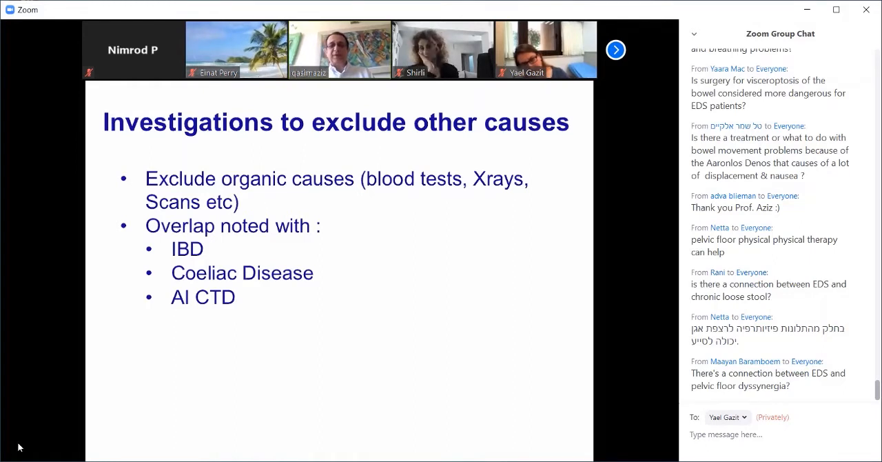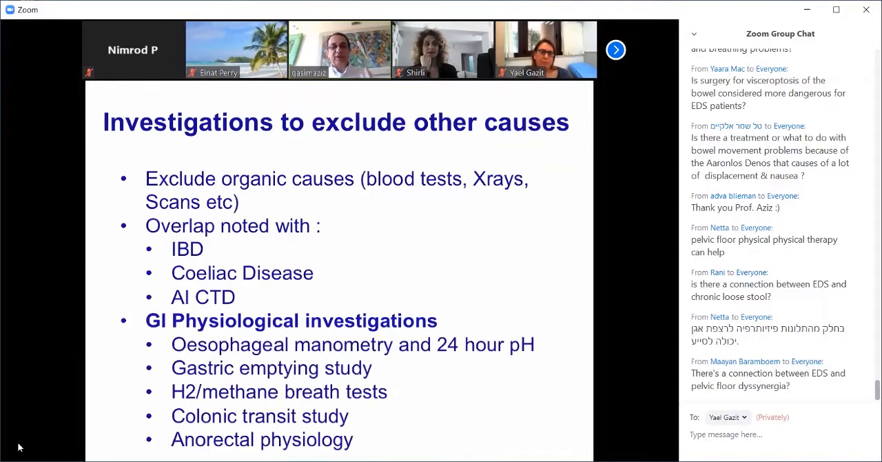And if this screen comes back as negative, then there are special tests to understand how the gut functions. So the problem here is not anatomy, it's not structure of the gut. The problem is the function of the gut. And if you don't do the test to understand function of the gut, then you're going to miss problems.